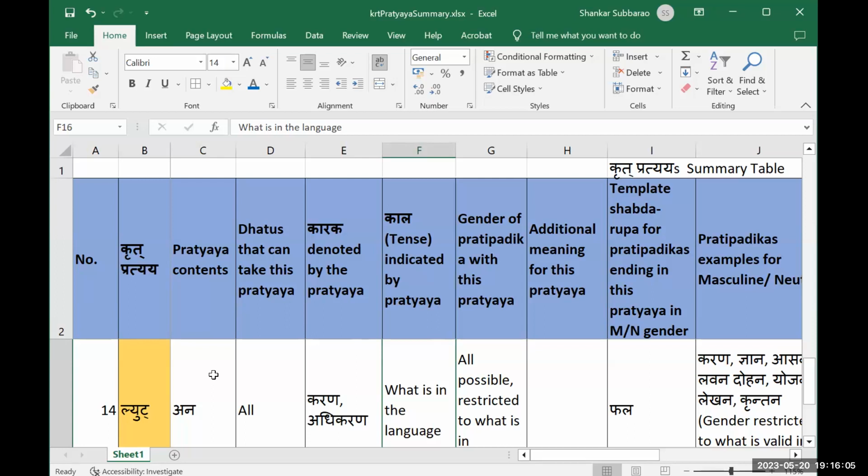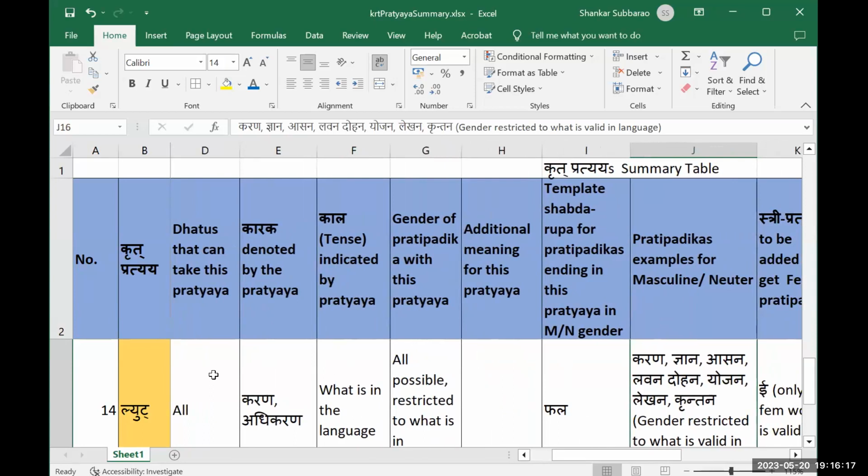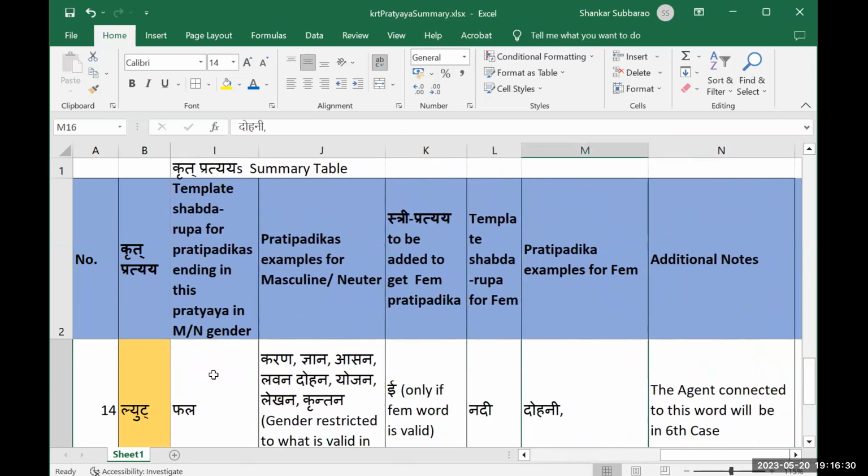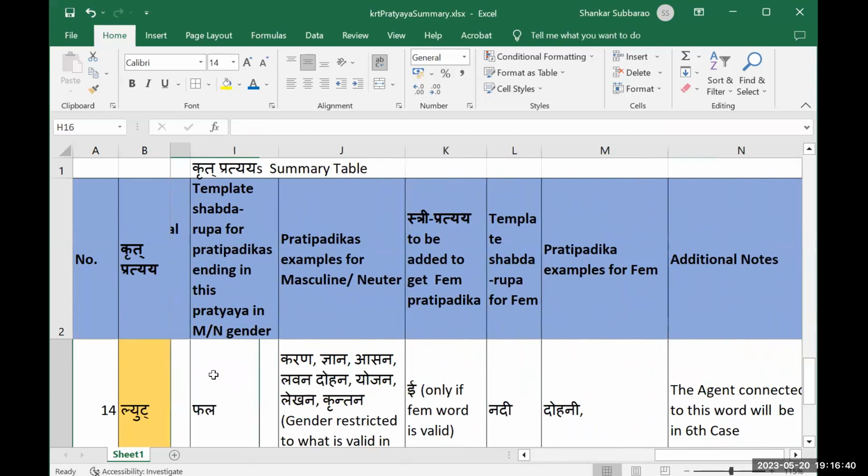The famous word karana comes from this alone. Karana means an instrument. How do you get that? Because it is added in the sense of instrument, karanarthe. So you get words like karana, kyana, asana, lavana, dohana, yojana. All these possibilities are there. And if you want feminine, you add E and you'll get Dohani. I added only one word because I have to check whether the words will allow these pratyayas in feminine. And here again, the agent will be connected in the sixth case.